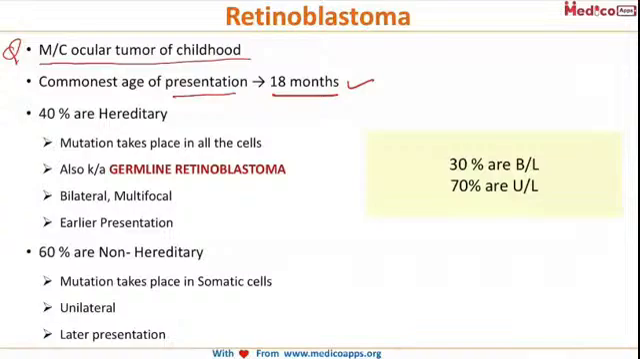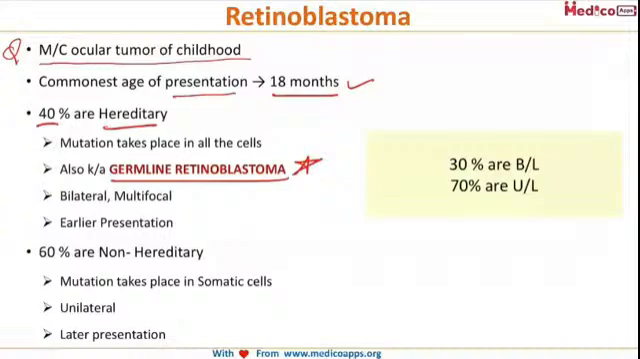Okay, 40% of the cases are hereditary. This can also be a question. 60% are sporadic. However, 40% are hereditary. Now, the mutation takes place in all the cells of the germline. Hence, it is known as germline retinoblastoma. So, another term used for hereditary retinoblastoma is germline retinoblastoma.